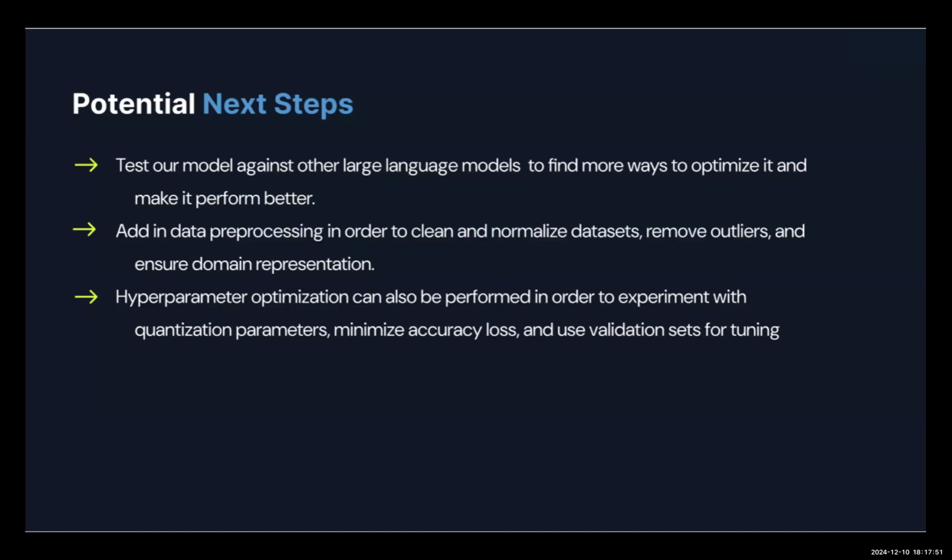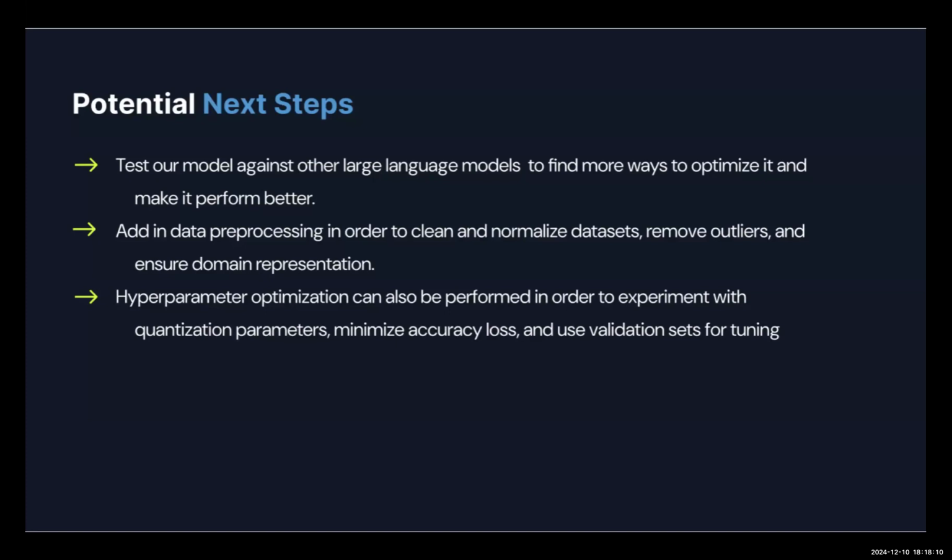And then adding in data pre-processing in order to clean and normalize data sets. We had a lot of trouble with the data sets, deciding how we were going to process them because they were quantitative and qualitative. To remove outliers and ensure domain representation, we would definitely need to have some sort of pre-processing process. And then finally, hyperparameter optimization.